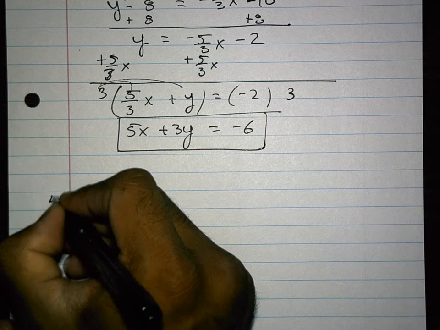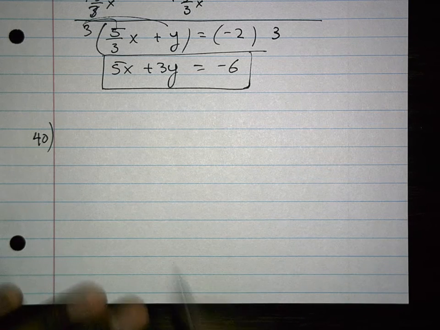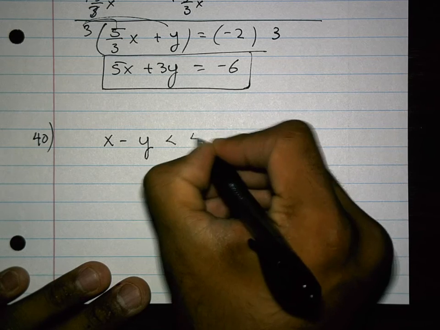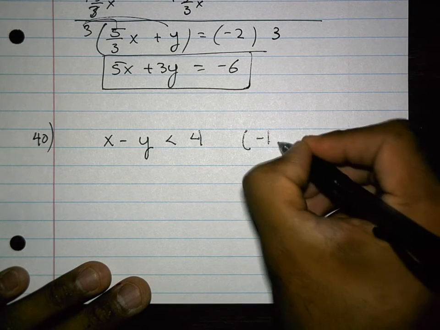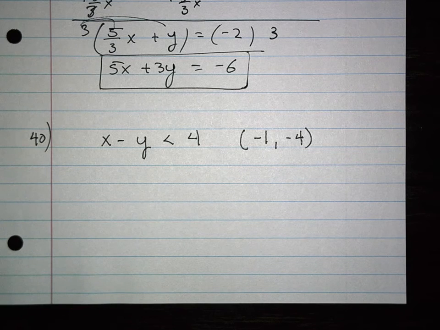All right, number 40. Number 40 says determine whether the given ordered pair is a solution of the inequality. So here we go. We got x minus y is less than 4, and they give us this point here.